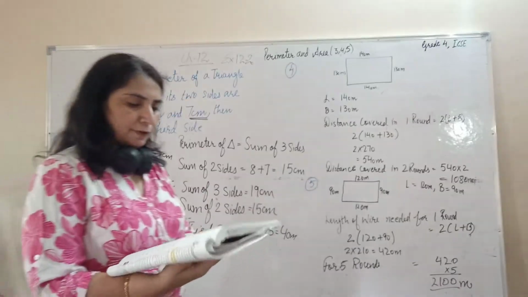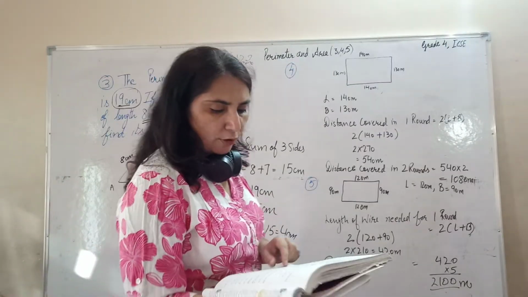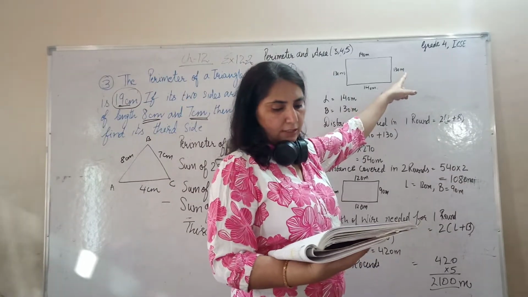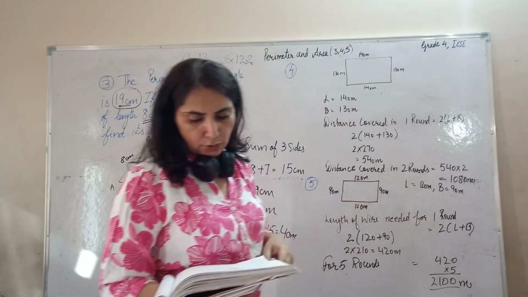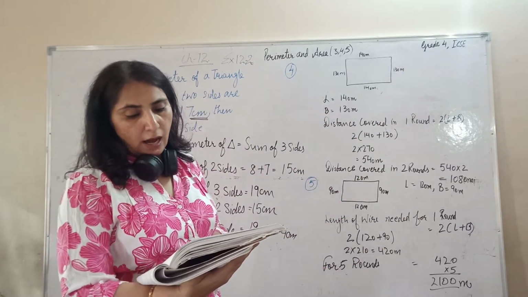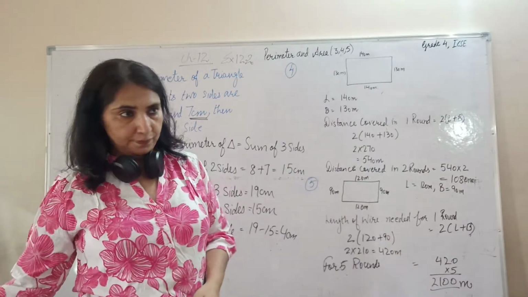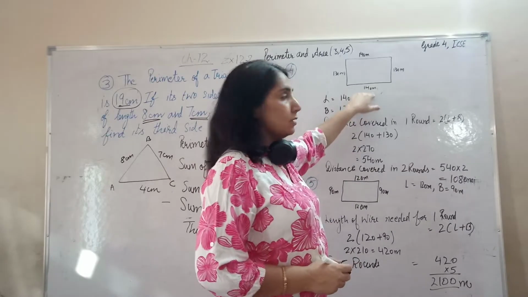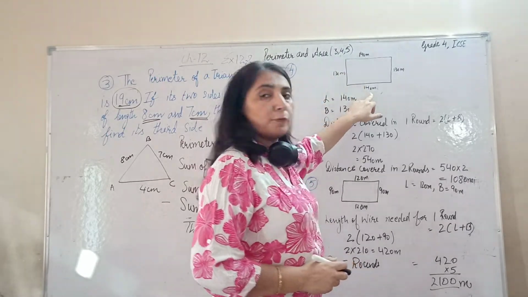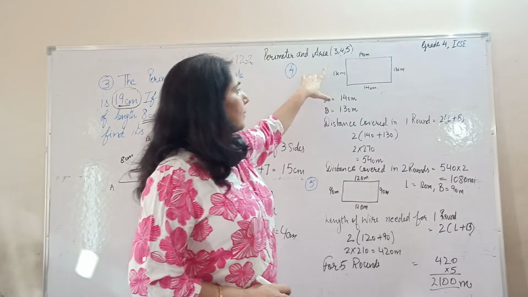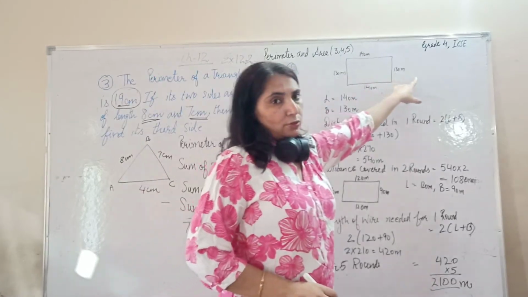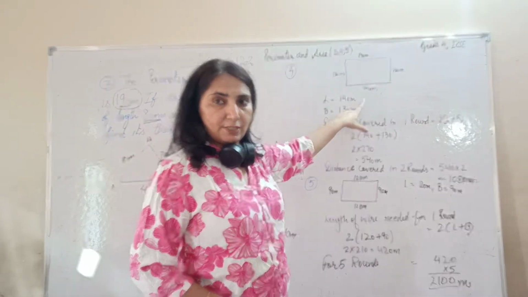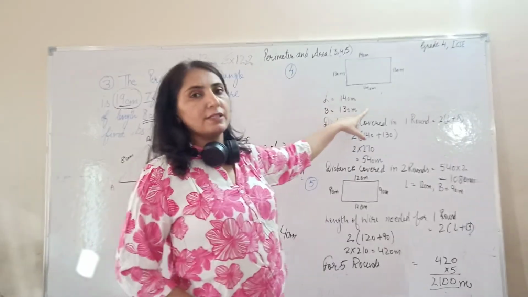Next is number 4. The length and breadth of a rectangular playground are 140 meter and 130 meter. What distance do you cover if you cover around the ground twice? We know in a rectangle opposite sides are equal. It's given 140, opposite is also 140, breadth is 130, opposite also 130. So we'll be writing length equals to 140 meter, breadth equals to 130 meter.